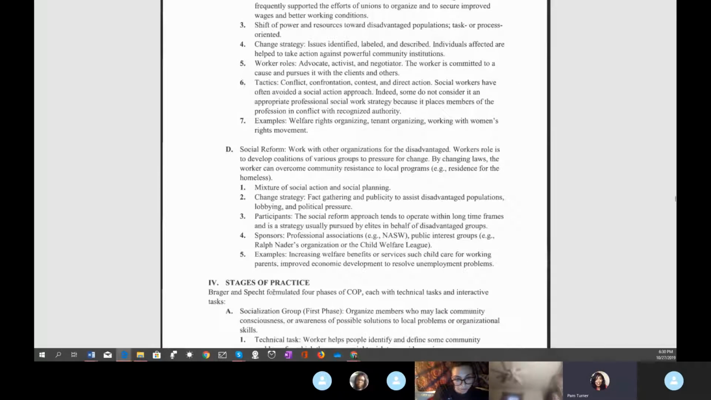Okay, and then my social reform, that is when I'm really trying to change things permanently based on my social action. I work with other organizations. The goal is to develop coalitions or various groups to pressure people for change. Okay, anybody want to share a time maybe that's happened or you've seen that?